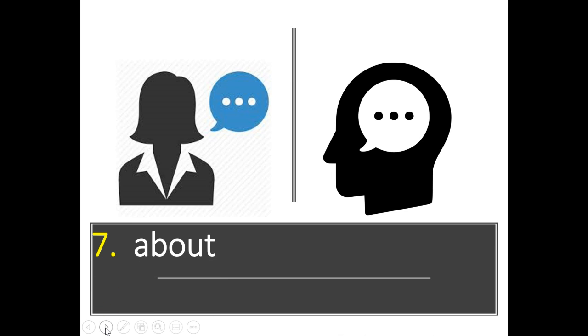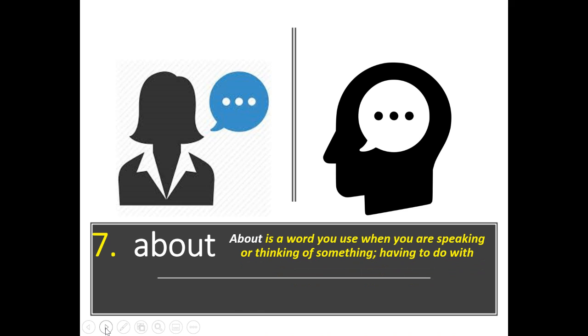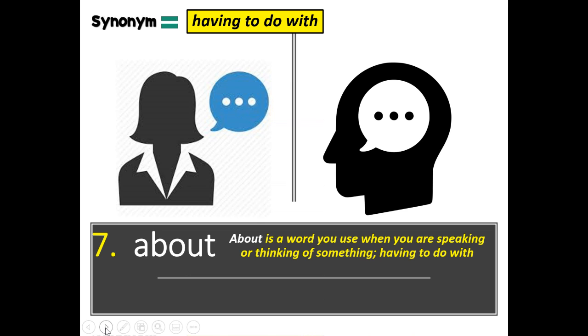This is a little tricky. About, A-B-O-U-T, about. About is a word you use when you are speaking or thinking of something having to do with. So that's why I have a picture of someone speaking and a picture of someone thinking. A synonym, or a shorter definition, could be having to do with.